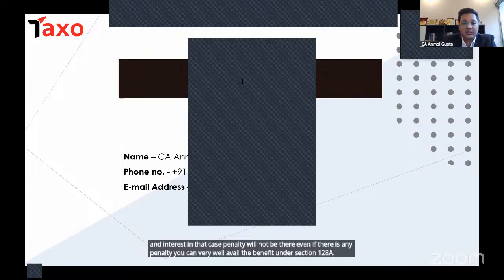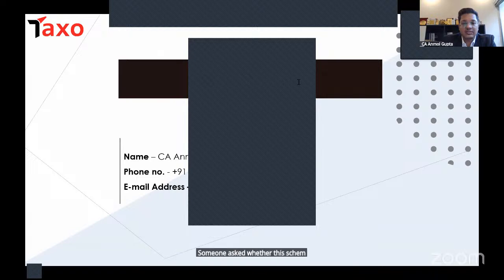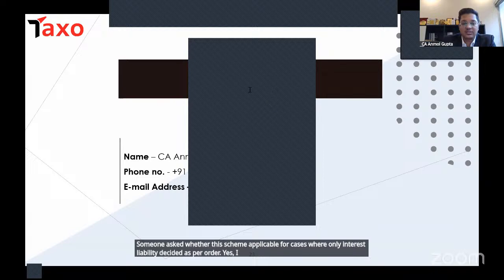Someone asked whether this scheme is applicable for cases where only interest liability is decided as per the order. Yes, I have already answered. This is a case covered in the circular also.